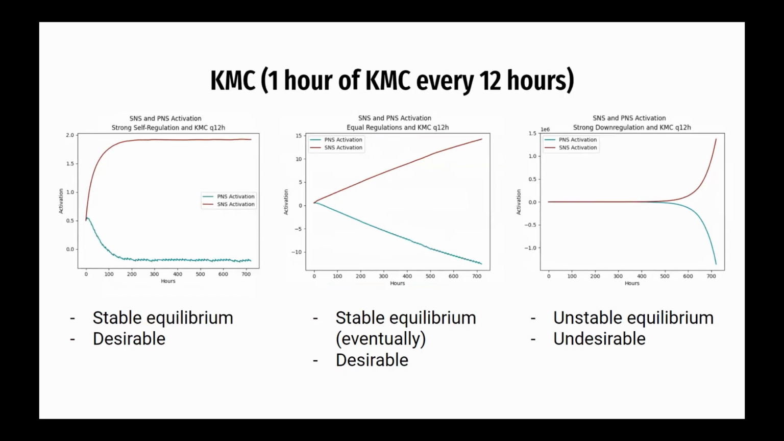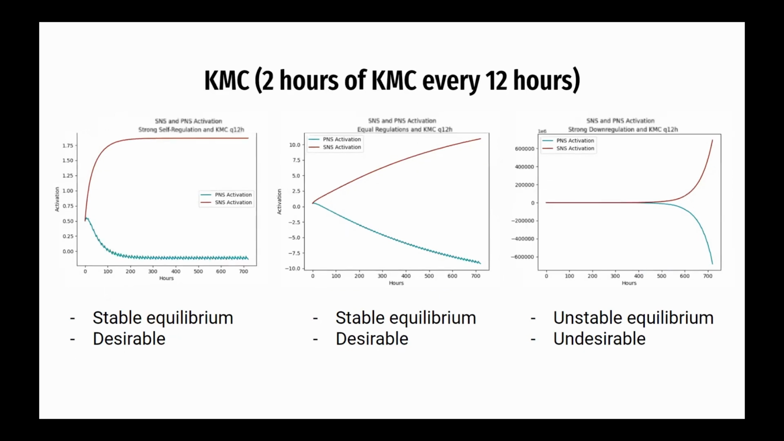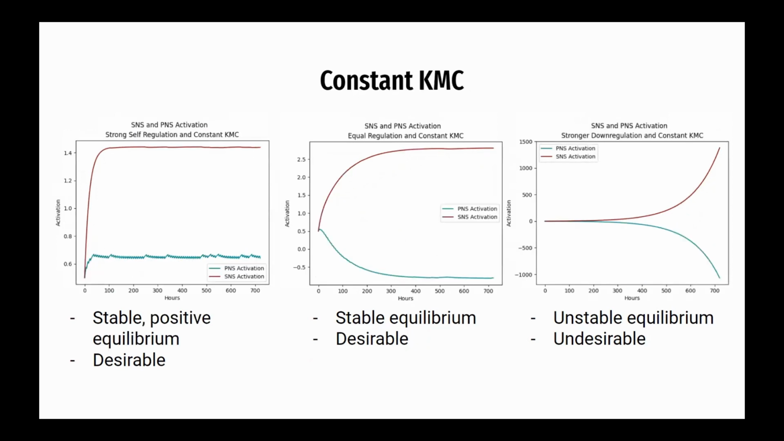We see that when we start introducing KMC, we approach an equilibrium slightly faster, and we're assessing that qualitatively by looking at where the graph starts to get flat. And again, we reach a stable equilibrium, except in the case of strong downregulation. And it's the same song and dance for 2 hours of KMC every 12 hours, except we reach that equilibrium a bit faster, not significantly faster. And again, only in the case of an infant not having strong downregulation.